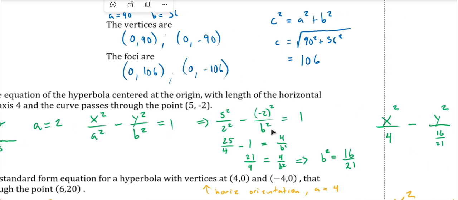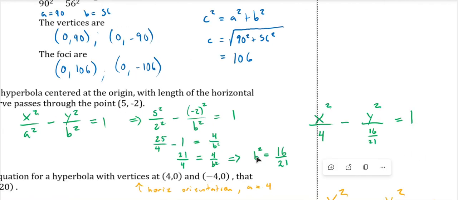All that remains to complete the problem is to find out what b is, so we plug in all of our known values for this point (5, -2), and then solve for b. Or at the very least b squared, because that's all that we need for deriving the equation, the term b squared, which is 16 over 21.